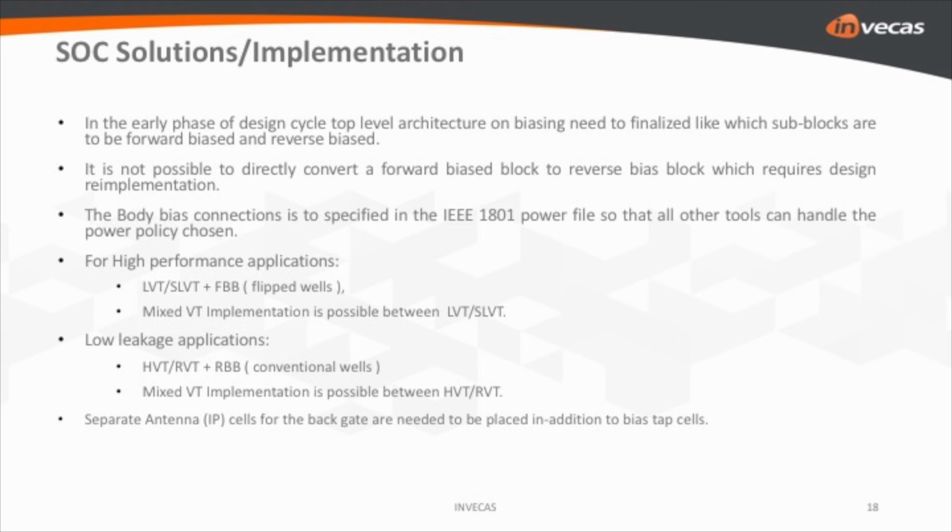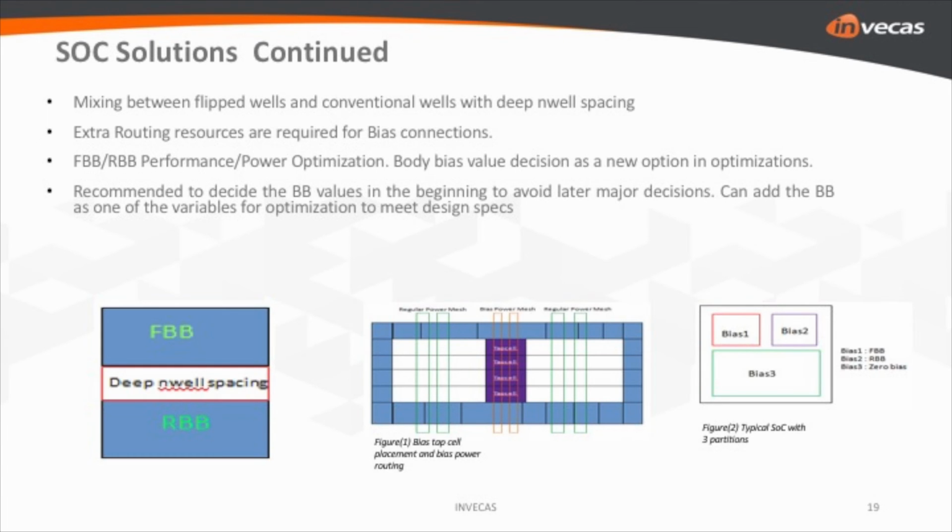Of course, separate antenna cells for backgates need to be placed in additional capacity, in addition to the bias tap cells themselves. Mixing between flipped wells and conventional wells with deep n-well spacing is possible. Extra routing resources are required for the bias connections in that case.